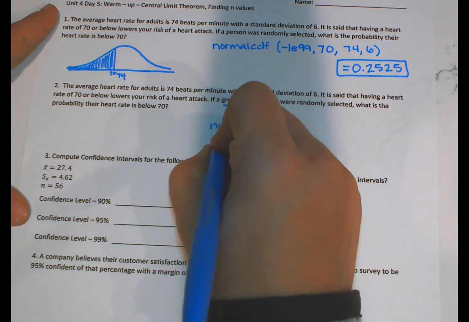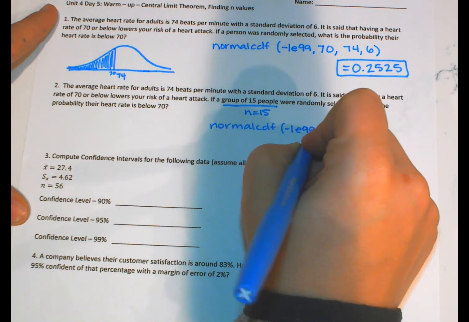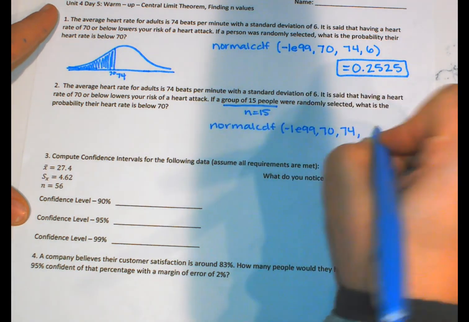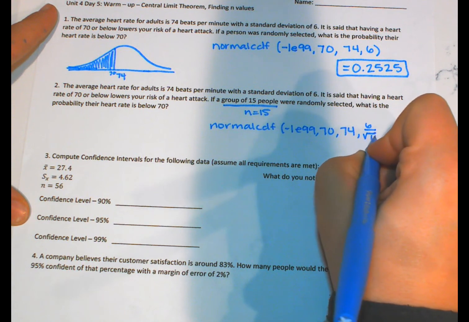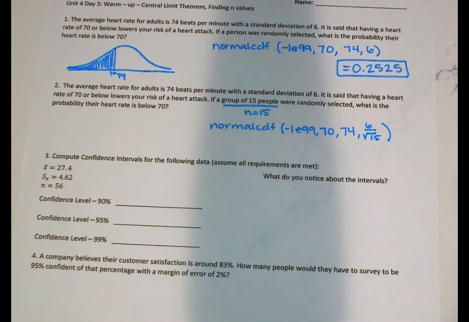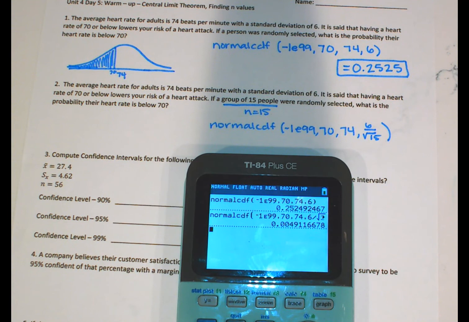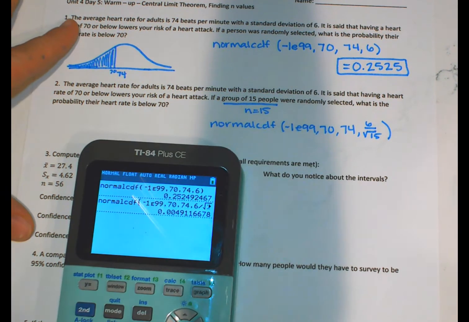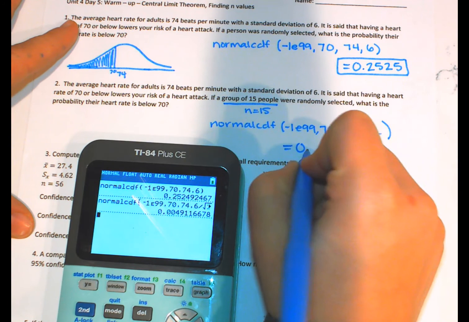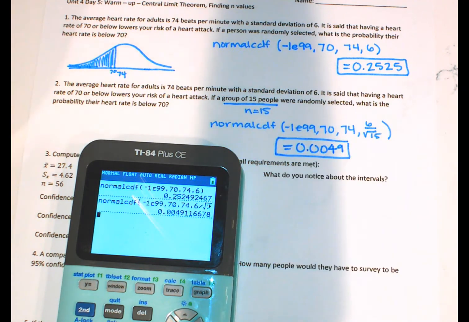So we're going to have our normal CDF. Our mean is going to stay the same, but our standard deviation is going to be divided by the square root of our n value. So when I solve this, I will divide just that last value by the square root of 15 and compute the same type of probability. So I get that my probability is now 0.0049. So a less than 1% chance.